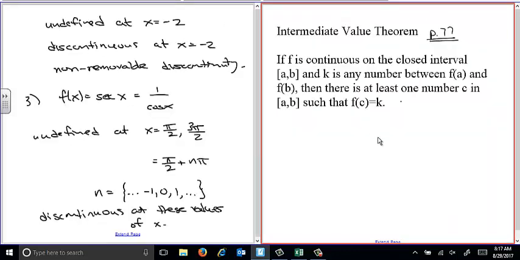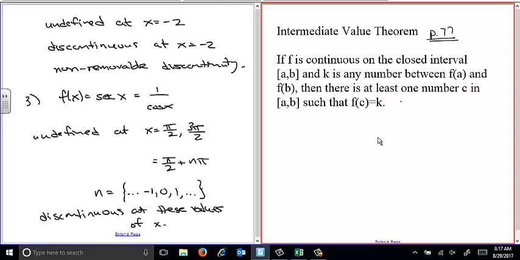Okay, and the last thing we're going to do in this section is this intermediate value theorem. So I'm going to read the definition for the theorem. It's on page 77 in your book, and then I'll explain what the significance of it is.